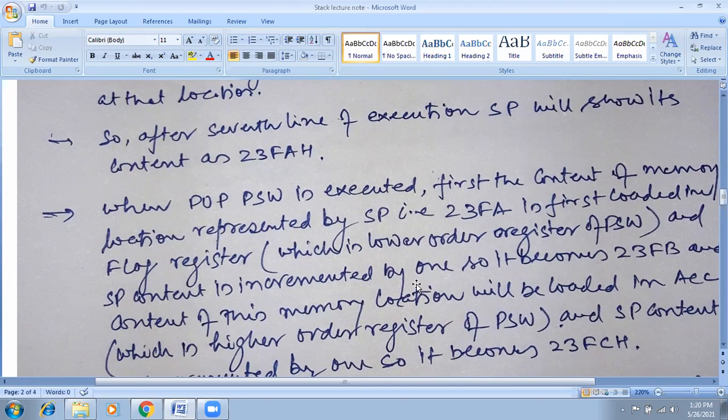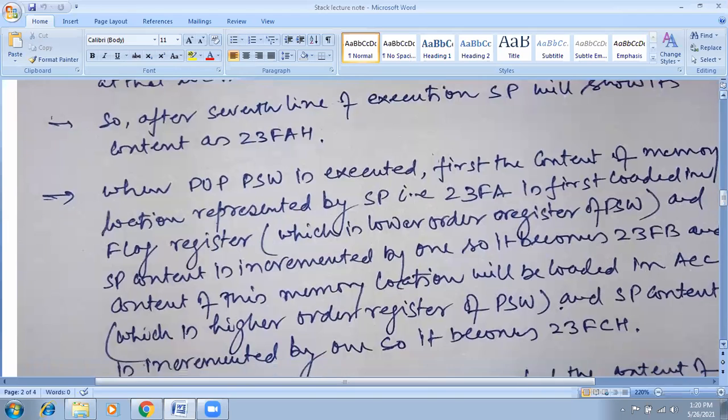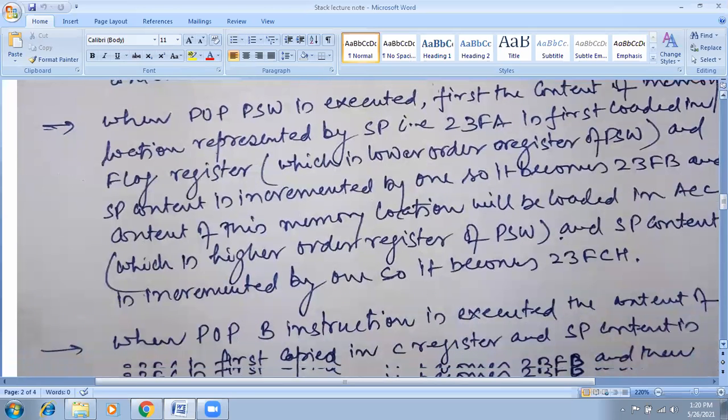So you have seen that when we were using the push instruction, the first operation performed is to decrement the stack pointer and then copying. In the case of pop, first there is a copying operation and then an incrementation operation. So while using pop, first the content of the memory is loaded into the lower order register, and then the SP content is incremented by 1 so that it will become 23FB. And the content of this memory location, 23FB, is loaded into the accumulator, which is the higher order register, and the SP content is incremented by 1 so that it will become 23FC.